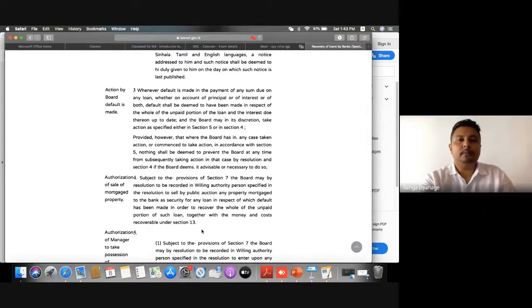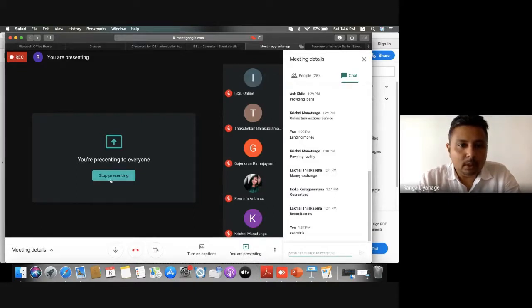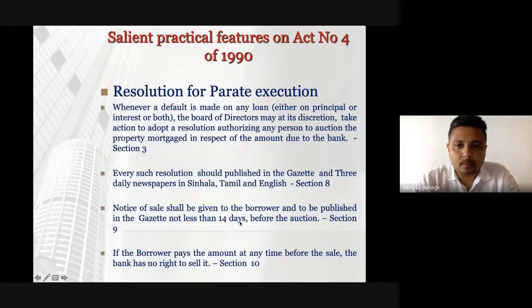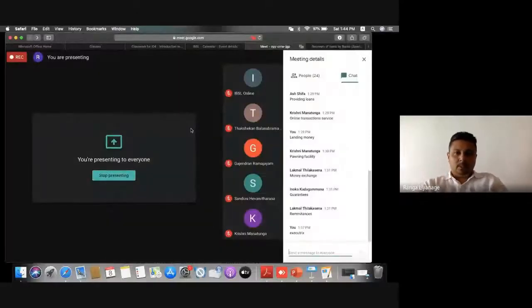Now, what needs to be done when there is a default, right? What needs to be done when there is a default? Whenever a default is made on any loan, either on principal or interest or both. So a borrower might be in default of the capital outstanding or the interest outstanding or both. The board of directors may at its discretion adopt a resolution, or pass a resolution, authorizing any person to auction the property mortgaged in respect of the amount due to the bank. This is covered in section 3, which we just read a moment ago.